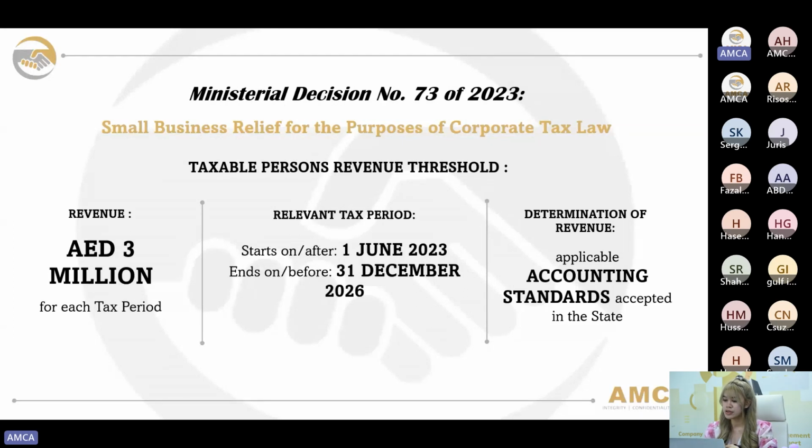Now, the small business relief would be available for those who have a tax period commencing on or after 1st of June 2023, and such threshold shall only continue to apply to subsequent tax periods that end before or on 31st of December 2026. As for the revenue, it should be noted that the UAE does not have its own generally accepted accounting principles. Usually, the IFRS are the commonly used business standard in preparation of books of accounts. So for the determination of revenue, applicable accounting standards accepted in the state must be applied.